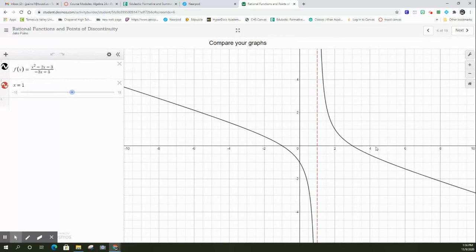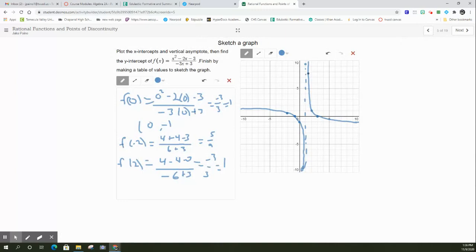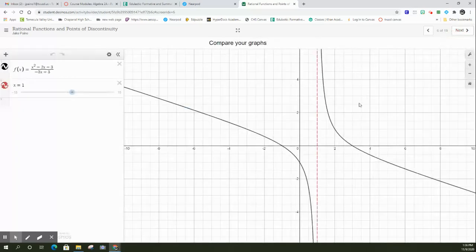And so you can see, right, it's pretty comparable there, where I've got my axis of symmetry, or my vertical asymptote, and my lines there. Okay, right at 1, my x-intercepts are 3 and negative 1, so everything looks really good there.